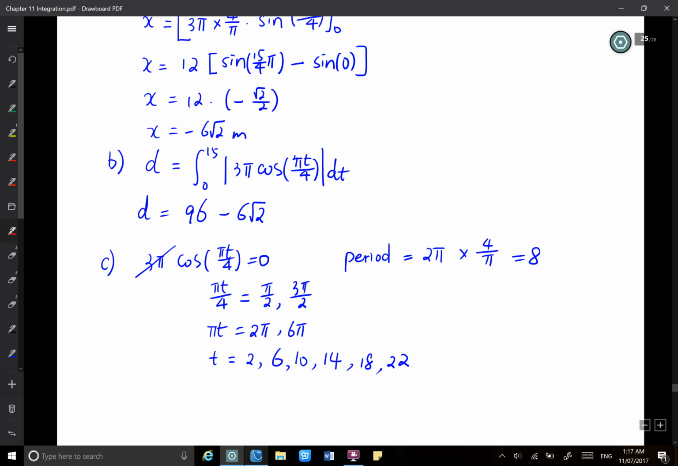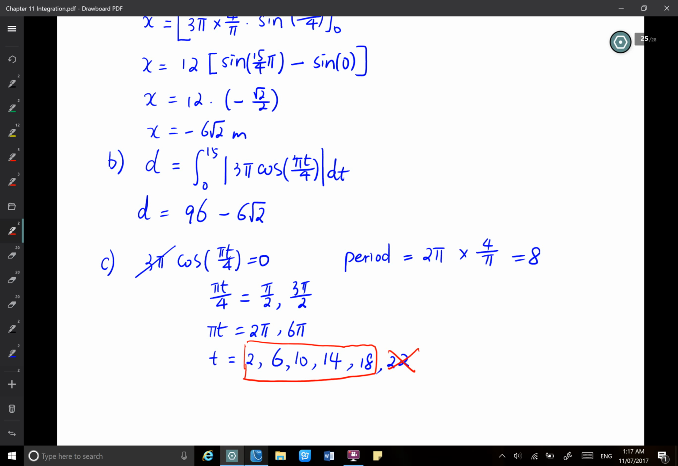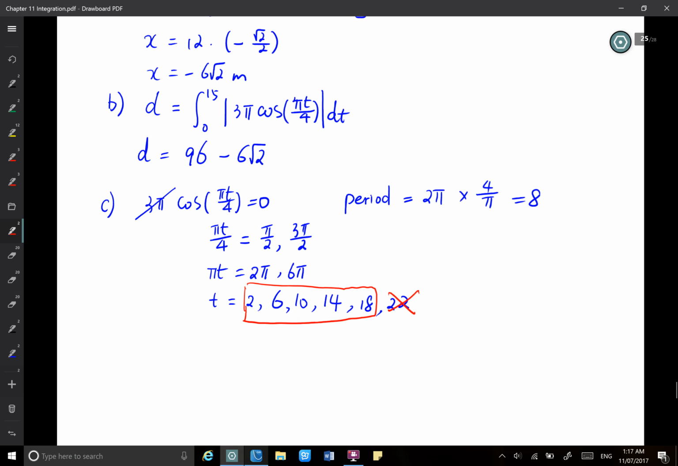So it says first 20 seconds, and 22 is out of the domain. So at those 5 time instants, the particle will be stationary: 2, 6, 10, 14, and 18. Okay, 2 and 6 is the answer in the first period, 10 and 14 is the second period, 18 and 22 is the third period, but 22 is out of the domain. Okay, that's another motion question.